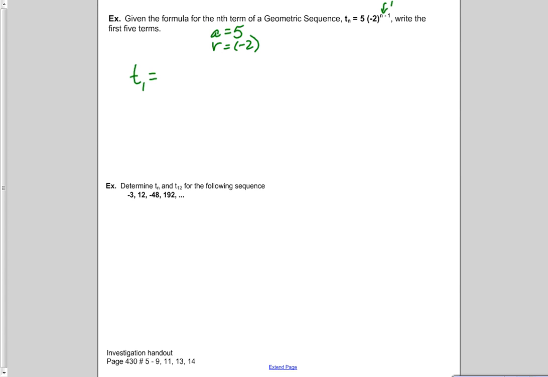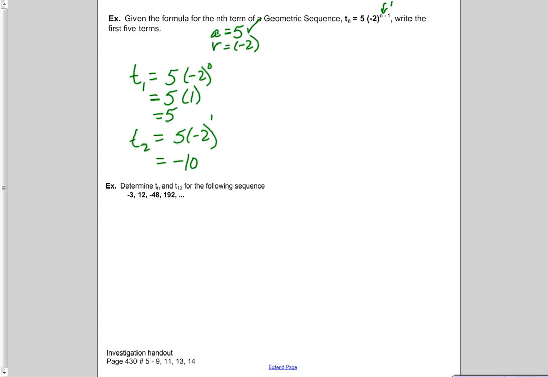I would have 5 times -2 to the 1 take away 1 is 0. What is -2 to the 0? Anything to the 0 is 1. So I will end up with 5 times 1 is 5. Yes, my first term is 5 as I expected it to be. My second term is 5 times -2 to the 2 take away 1 is 1.